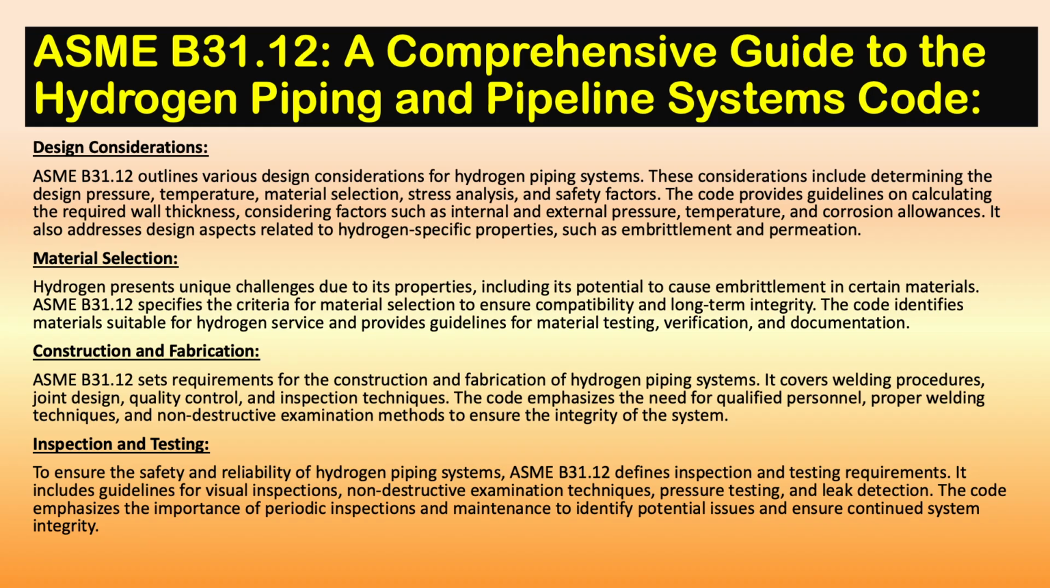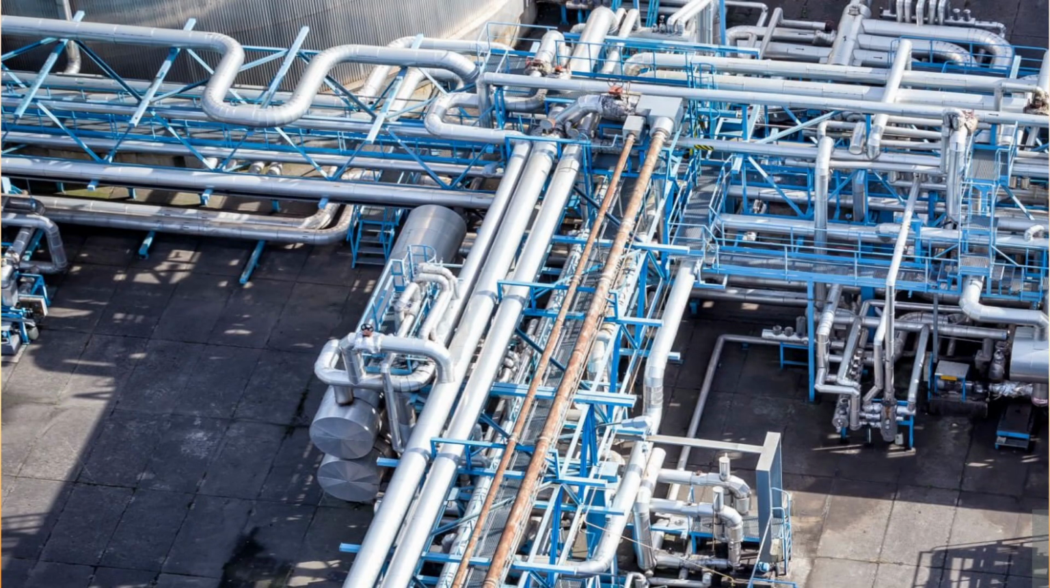Design considerations. ASME B31.12 outlines various design considerations for hydrogen piping systems. These considerations include determining the design pressure, temperature, material selection, stress analysis and safety factors. The code provides guidelines on calculating the required wall thickness, considering factors such as internal and external pressure, temperature and corrosion allowances.